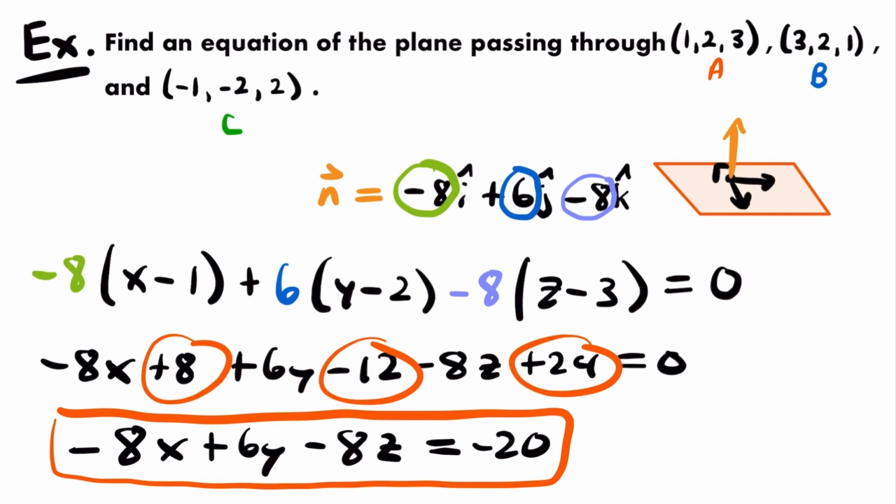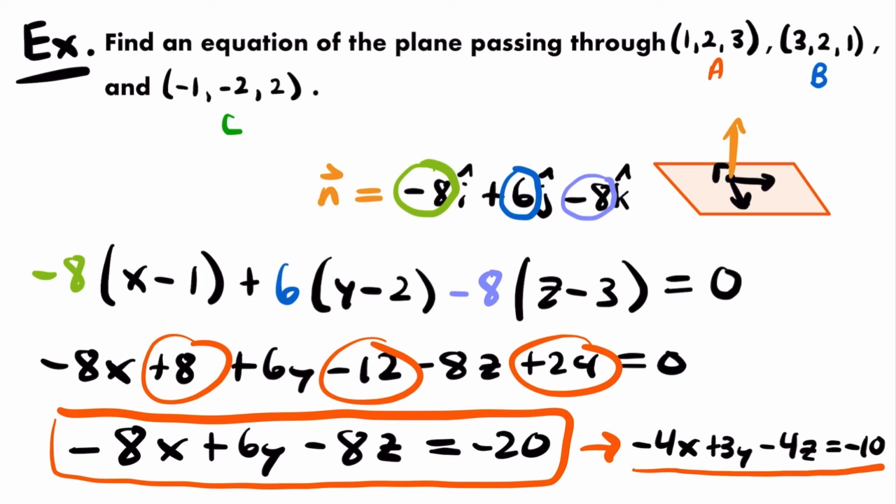That is how you would find the equation of a plane when you're only given 3 points that are on that plane. Okay, and one more thing, you could simplify this equation further if you wanted to. Notice that all of the terms in the equation are divisible by 2, so you could reduce it a little bit by dividing each term by 2. If you did that, you would have the following equation of -4x plus 3y minus 4z is equal to -10. That would also be a correct answer if you like to reduce your equations.